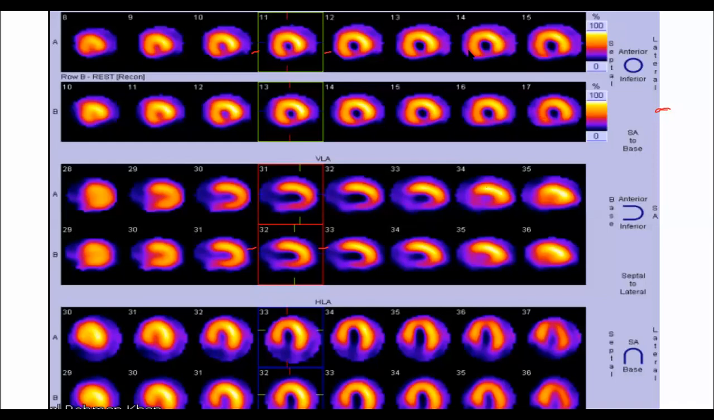Okay. Anyone? Avinash is saying small size defect in basal inferior. Okay. Anyone else? Moderate, non-reversible. Sanya is saying inferior, moderate, small size defect. Inferior, basal, mid. Small size, fixed perfusion defect, mid inferior, inferior basal segments.